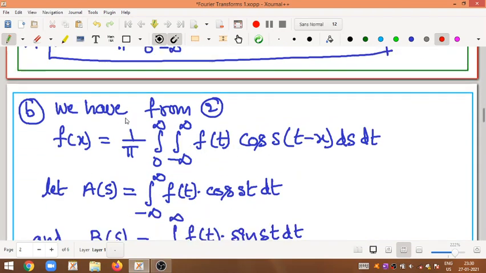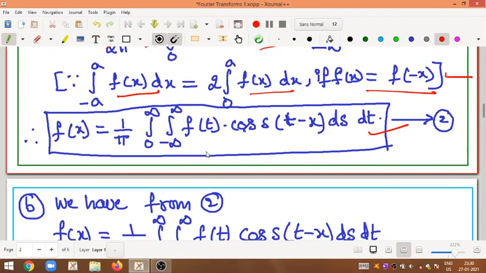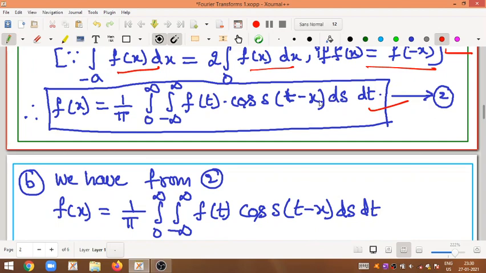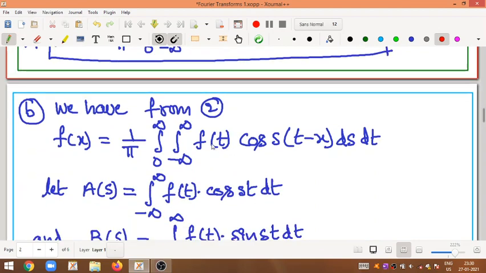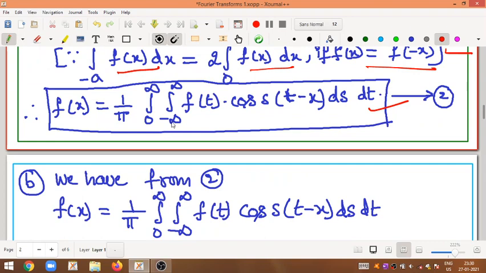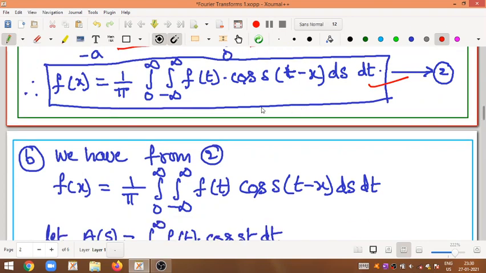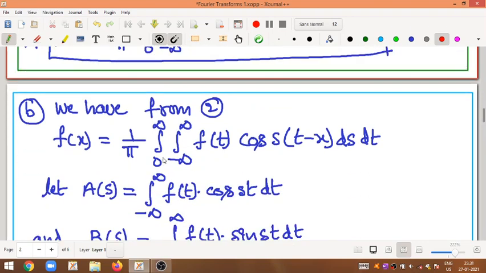Next, one more form will come from this second equation. We have just derived this: 1 by pi into the integral from 0 to infinity, into the integral from minus infinity to plus infinity of f of t into cos s of t minus x dt.